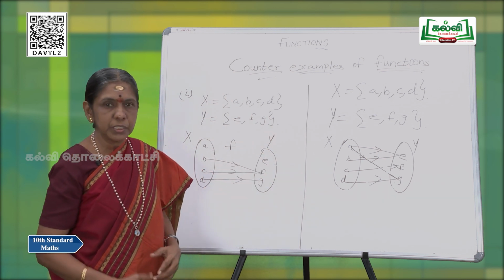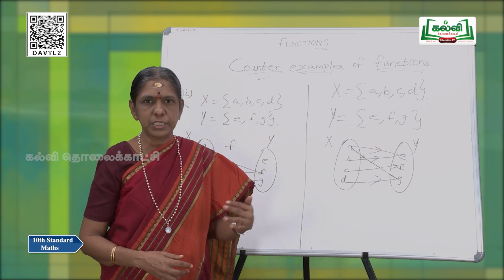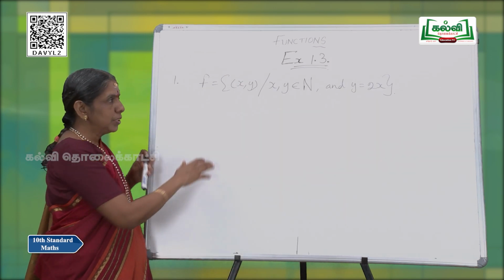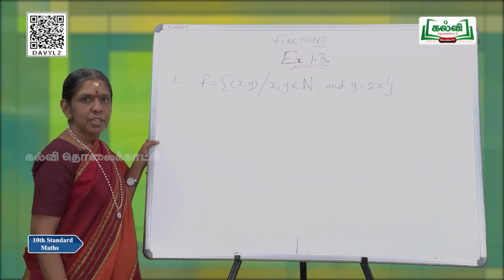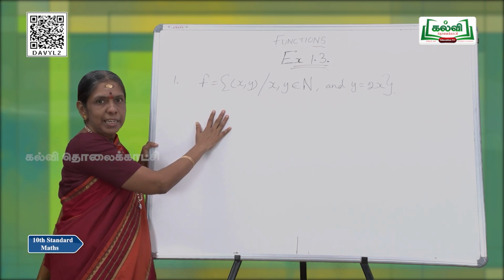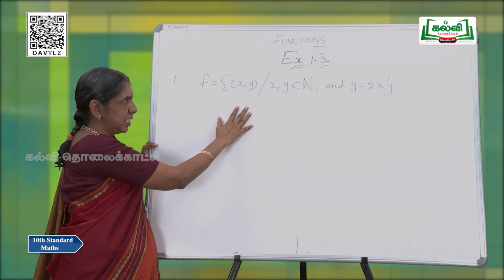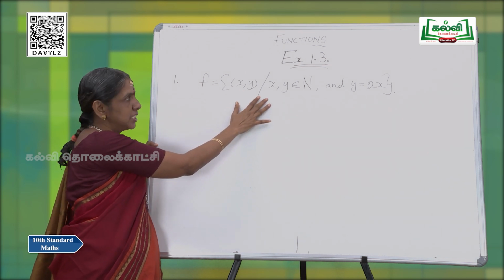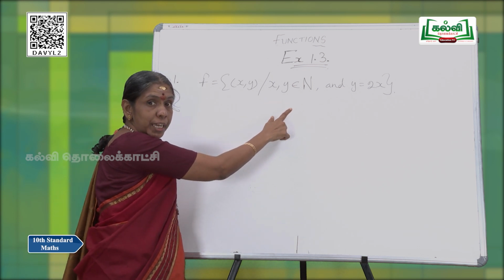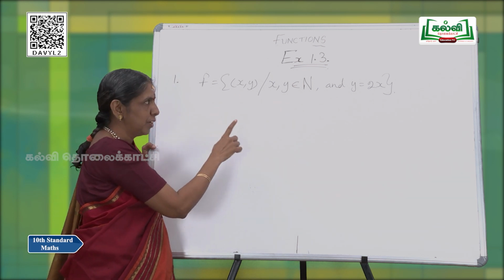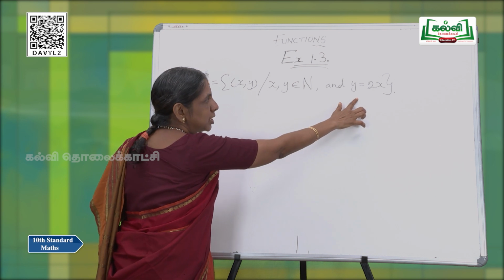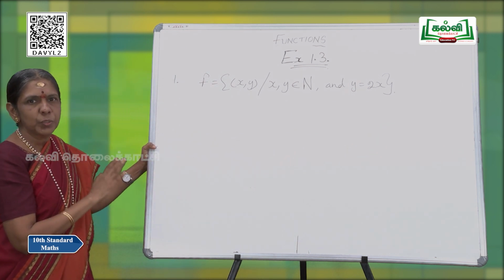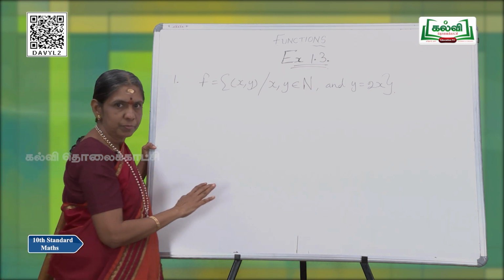Now, I hope you understand what functions are. Now, we will be going to exercise 1.3. We will see some sums in exercise 1.3. Now, let us see the first sum. They have given a relation like this: f is equal to the set of all ordered pairs (x, y) such that x, y belongs to N. What does N represent? The set of natural numbers, and the relation is given as y is equal to 2x. The question is, you have to check whether it is a relation or not.